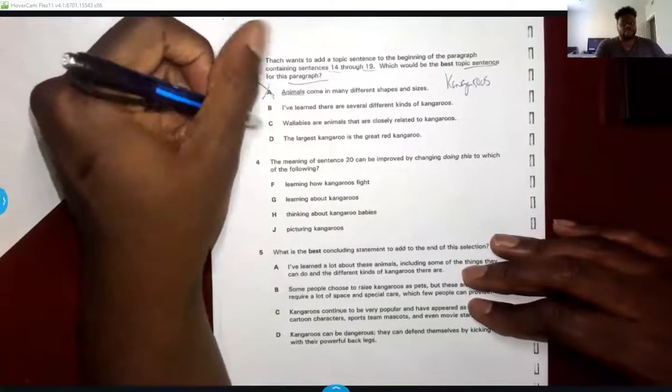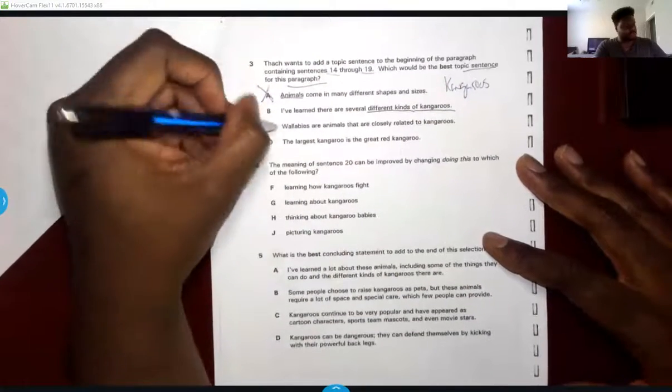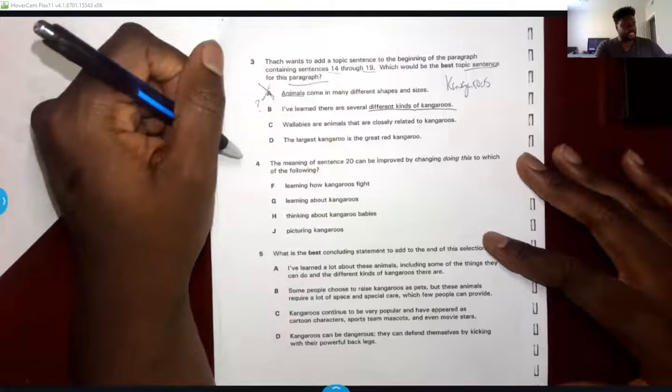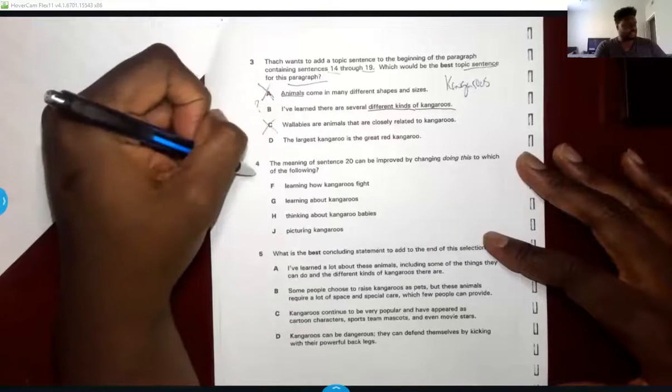I've learned there are several different kinds of kangaroos. So that paragraph is talking about the rat kangaroo, the tree kangaroo, the red and gray kangaroo. They were talking about different kinds of kangaroos. So that one could be a question mark. Wallabies are animals that are closely related to kangaroos. That paragraph didn't mention wallabies. It's not talking about wallabies, so that's not true.